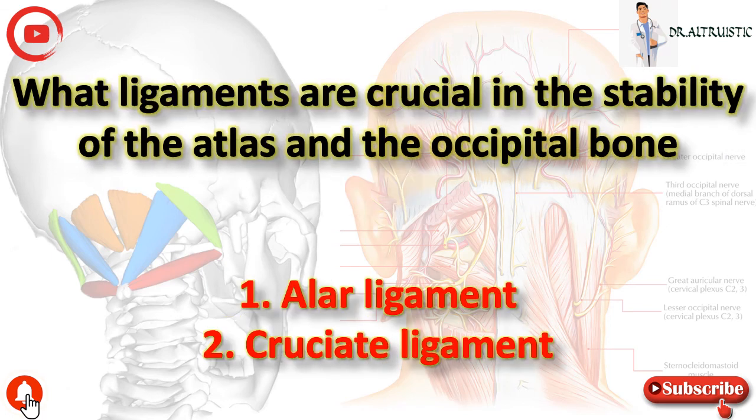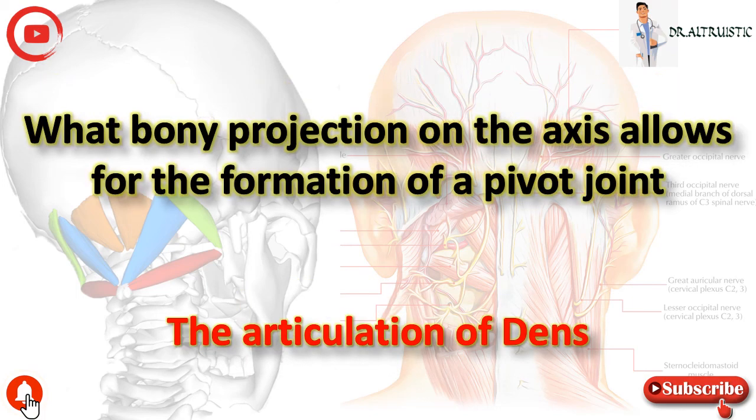What ligaments are crucial in the stability of the atlas and the occipital bone? 1. Alar ligament. 2. Cruciate ligament. What bony projection on the axis allows for the formation of a pivot joint? The articulation of the dens.